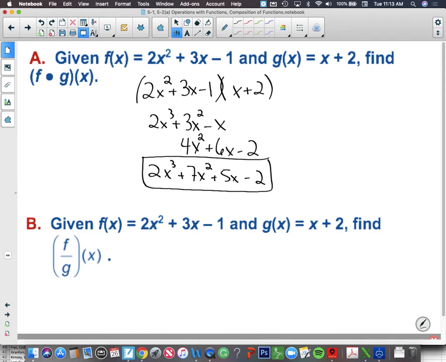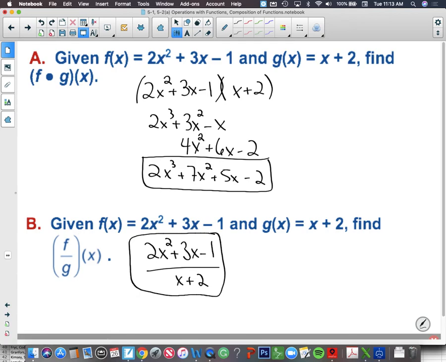Down below, we're doing division, so you're just going to write f of x over g of x. And really, that is easy enough. The thing that's a little bit more difficult that you have to remember is domain restrictions. What can I not put in the bottom? My domain restriction here would be x cannot equal negative 2, because that would give me an undefined problem. So those are your answers for those two problems. We now know how to do addition, subtraction, multiplication, and division.